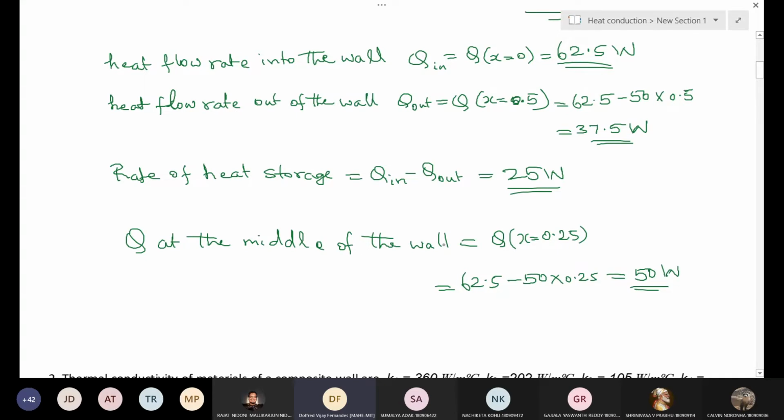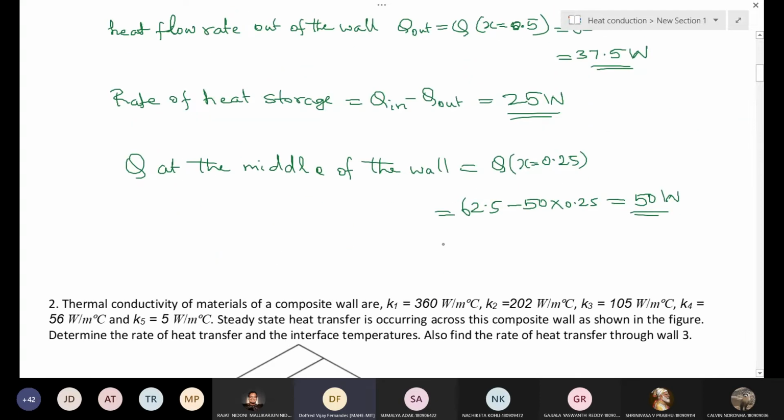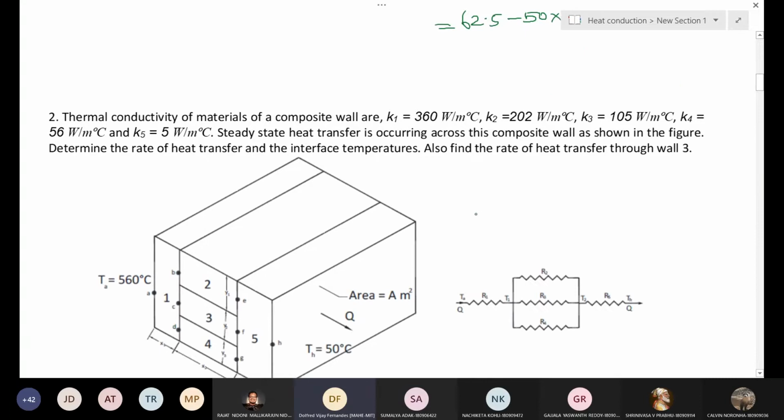So similar questions can be asked with a different profile. You should be able to differentiate. So the only thing we can check through these different profiles is how good your mathematical skills are. The rest of the physics is very simple in this case. Okay, we'll move on to the next problem.